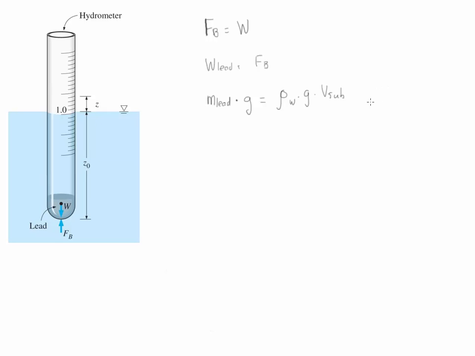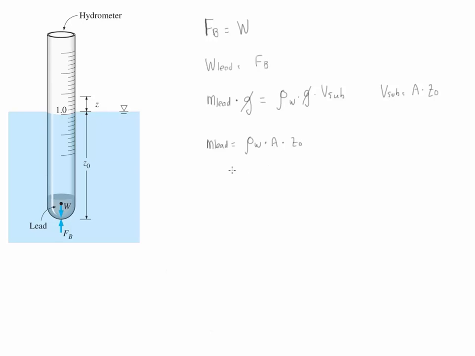For this particular case, the volume that is submerged is going to be equal to the cross-sectional area times Z0, since we're doing it in pure water. In this relationship, notice that the value of g cancels on both sides. So substituting this value, we find that the mass of the lead is equal to the density of the water times the area times Z0.